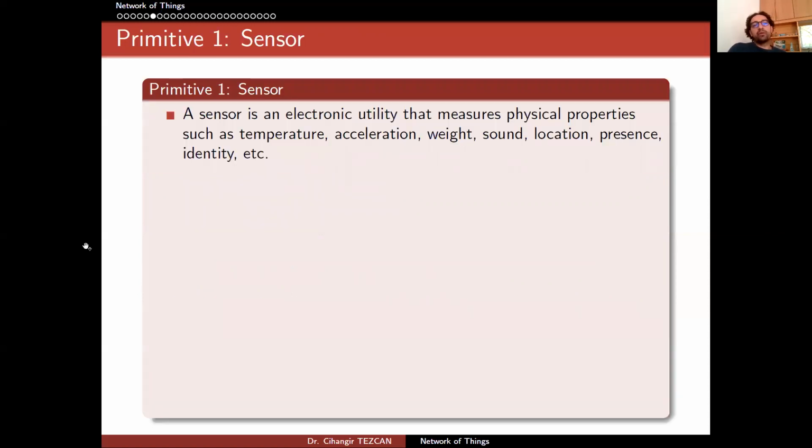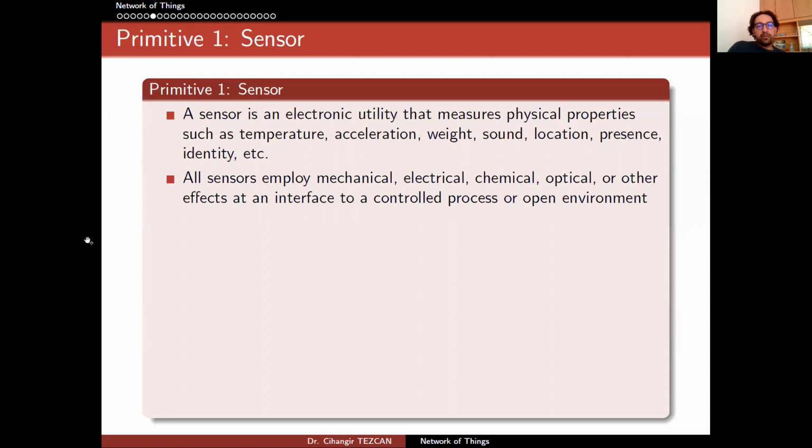So let's start with the first primitive, sensors. A sensor is an electronic utility that measures physical properties such as temperature, acceleration, weight, sound, location, presence, identity, etc. Personally, I really like sensors, and I really enjoy the fact that our mobile phones are getting more sensors when the technology advances. We even have barometers in mobile phones, so actually we can gather a lot of data with our sensors. But there are many different sensors that you can use.